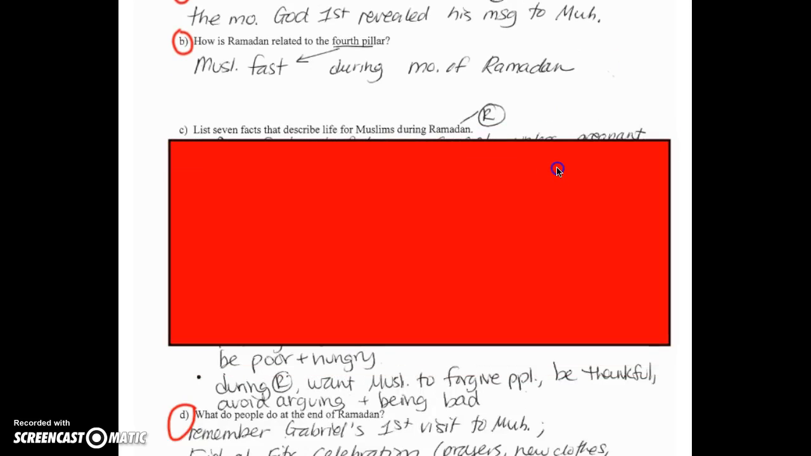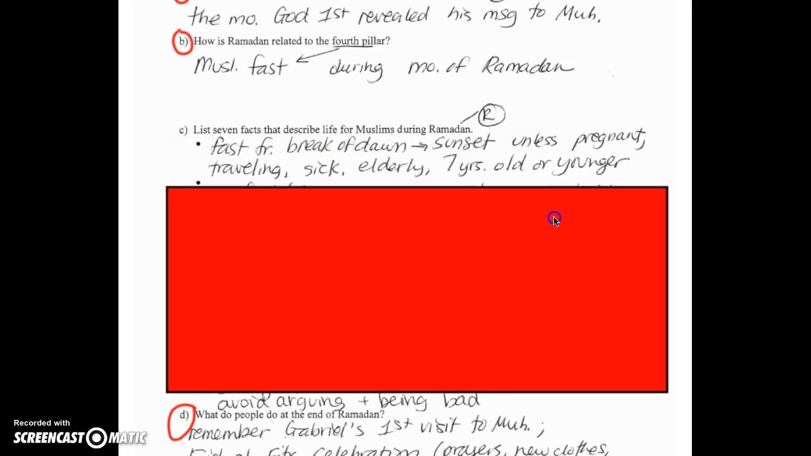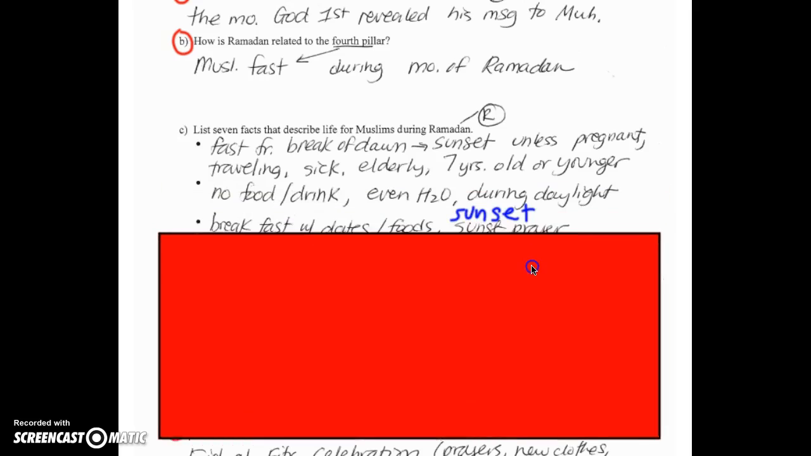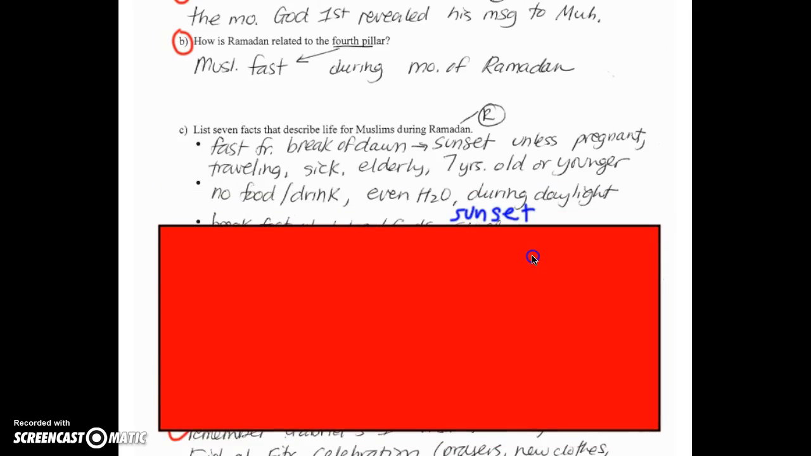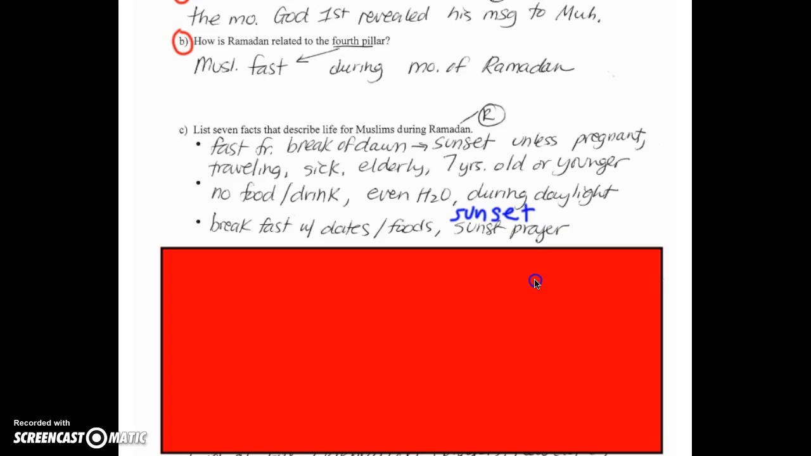So this next section has a bunch of facts about what Ramadan is like for Muslims. The first tells you when you have to fast specifically, because it's not all day long. It's most of the day, but it's not all day long. And there's people who are not expected to fast, and those are listed there. We have no food or drink, even water, during daylight. And then at sunset, what happens is listed in my third bullet.